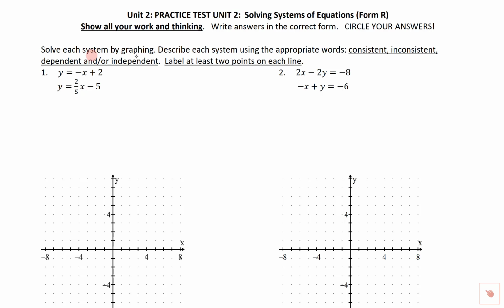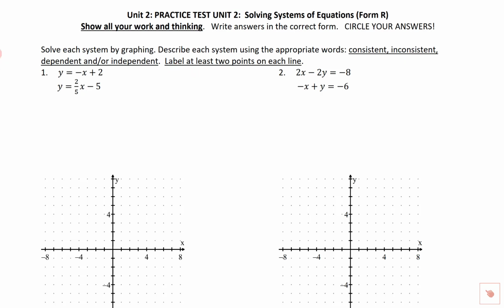So we're going to solve each system below by graphing. So that's the technique we're going to use. Describe each system using the appropriate vocabulary words here. So consistent, inconsistent, dependent, independent, all that sort of stuff. And then this is important. It's underlined. Label at least 2 points on each line.